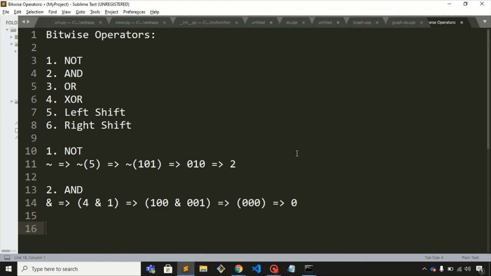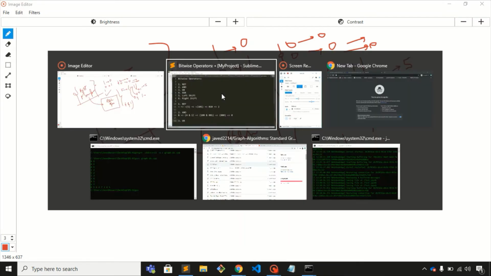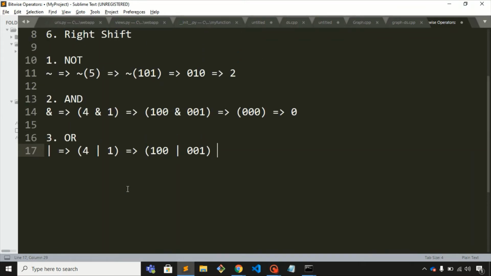The next one is bitwise OR. In the case of the OR operator, if one of the bits is 1, the output will be 1. So for 00 it is 0, for 10 it is 1, for 01 it is again 1, and for 11 it is 1. The OR operator is defined by the simple pipe symbol. If I take 4 OR 1, it is 100 OR 001, and that is equal to 101, which is 5. So bitwise OR of 4 and 1 is 5.